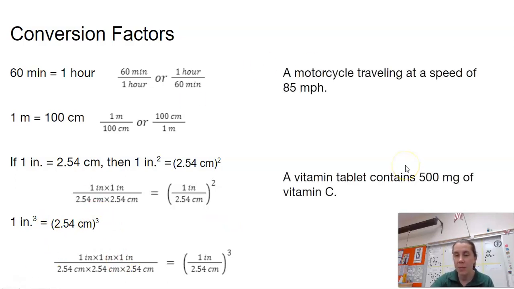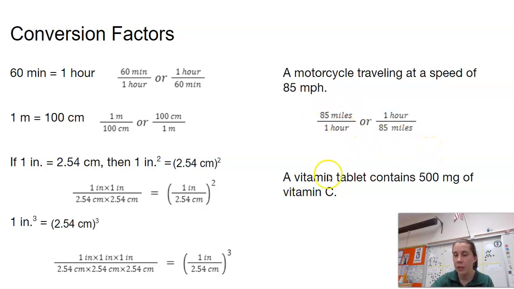Sometimes when you do problems like this, the conversion factor is given to you in the question, and that can be a little bit tricky. So if we have a motorcycle traveling at a speed of 85 mph, that means miles per hour. Anytime you hear per, you've got a conversion factor. So this means that in 1 hour, this motorcycle drives 85 miles. So 85 miles and 1 hour are equivalent quantities for this conversion factor.